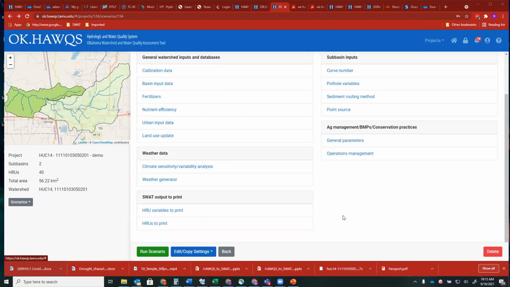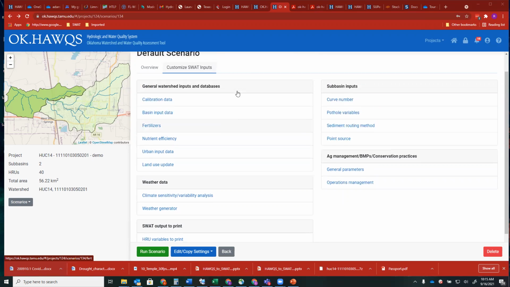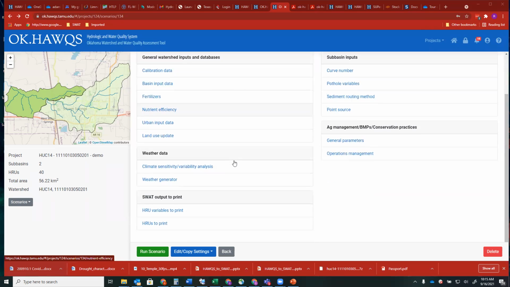So in addition to the customization of input that I talked about so far, you can also ask to print output like HRU. Typically, we do not print the HRU level output, meaning the field by field or farm by farm output, because not many people do the analysis, and also the file size gets really huge and so on. That's why we don't do that actually.